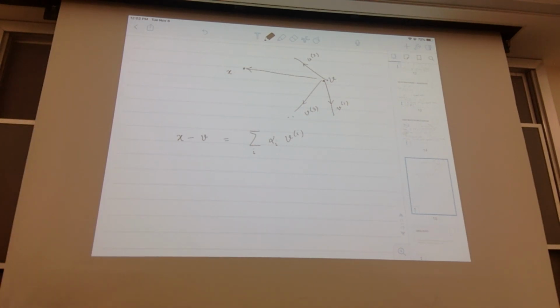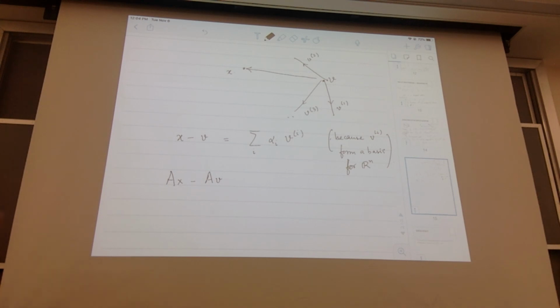So you can actually write it. There's always some linear combination because the Vi's form a basis. So they can write anything. Now let's look at Ax minus a.